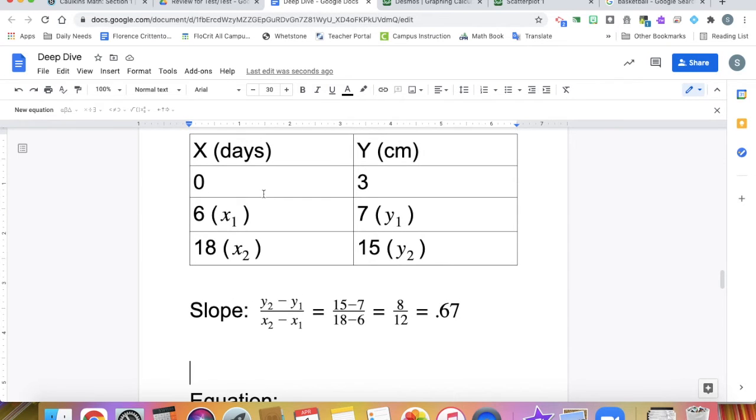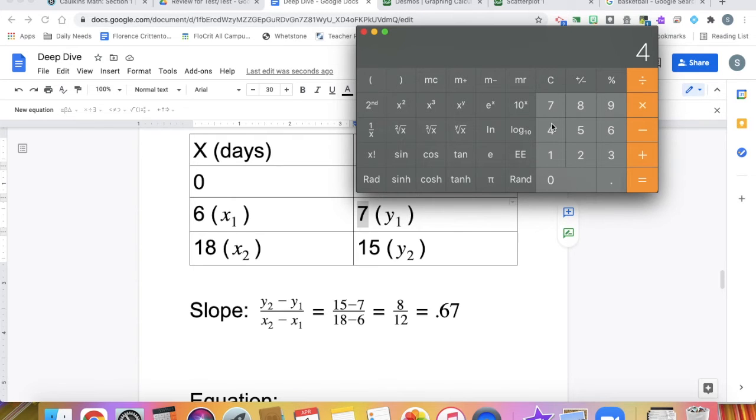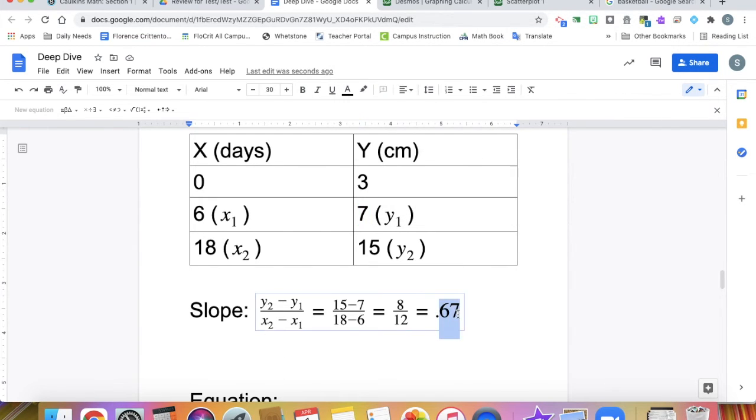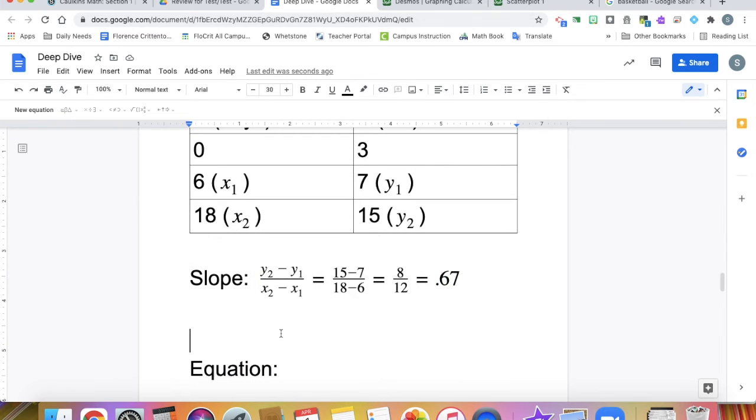I also could do it between 0 and 3 and 6 with 7, because from 0 days to 6 days, that's going to take 6 days. And then 3 to 7 is 4, which means I'm going up 4, dividing by the fact that it took me 6 days, and 4 divided by 6 is also 0.6 repeating. So it doesn't matter which days you do it in between, you'll still get the same answer for your slope. That in one day, each one day, it's going up 0.67 centimeters. So that's the meaning of the slope.